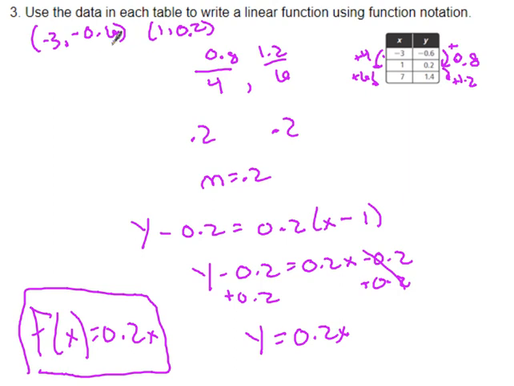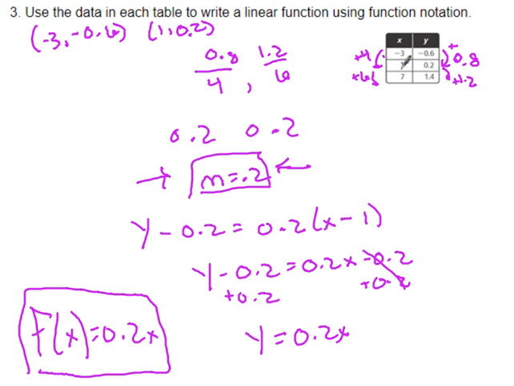And what I did is I figured out, if I subtracted my x's and subtracted my y's, I would have gotten 0.8 over 4. And if I had used these 2 points, I would have gotten 1.2 over 6. No matter what, when I divide, I get 0.2. So there's my slope. Okay. So my slope, it's increasing by 0.2.